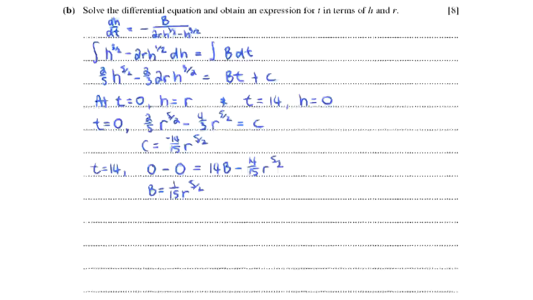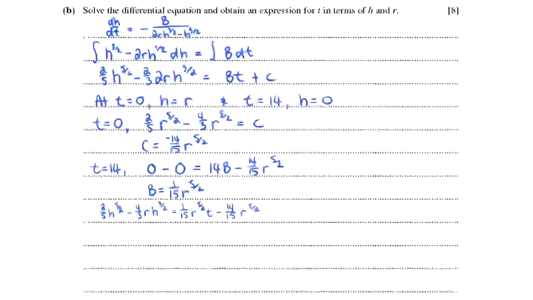So we can put the equation together now without the b and the c. And we will have 2/5 of h to the 5 on 2 minus 4/3 r to the h to the 3 on 2 is equal to 1 on 15 r to the 5 on 2 t minus 14 on 15 r to the 5 on 2.